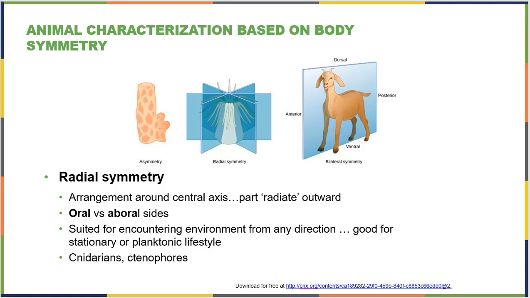So it makes sense that they live in the water. They don't have to travel along a straight line. Cnidarians are the most famous example of these. Jellyfish are radial in symmetry. Things like sea anemones are radial in symmetry, and you'll get to see more of those later as well.